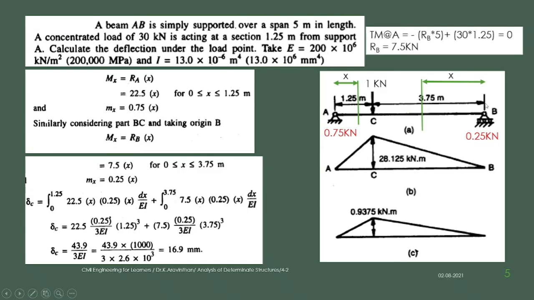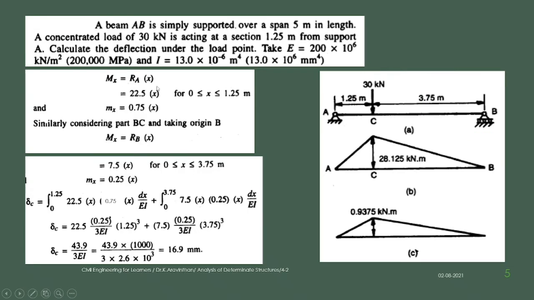And between C and B, at the same point where you made a cut section, you will take the moment 0.25 into X. Now you have to add these two elements, that is the elements AC and CB. For AC you had capital M and small m as 22.5 into X and 0.75 X.